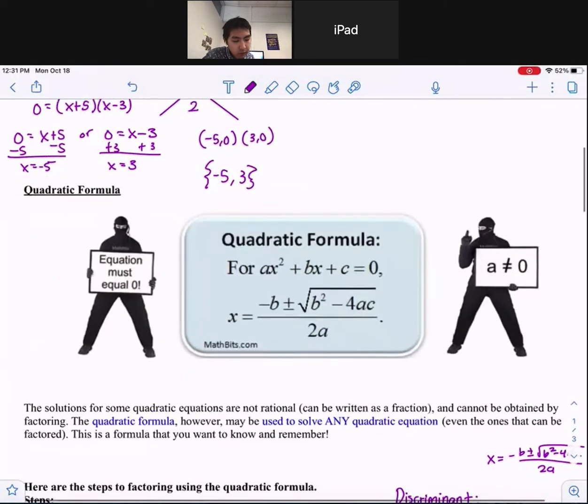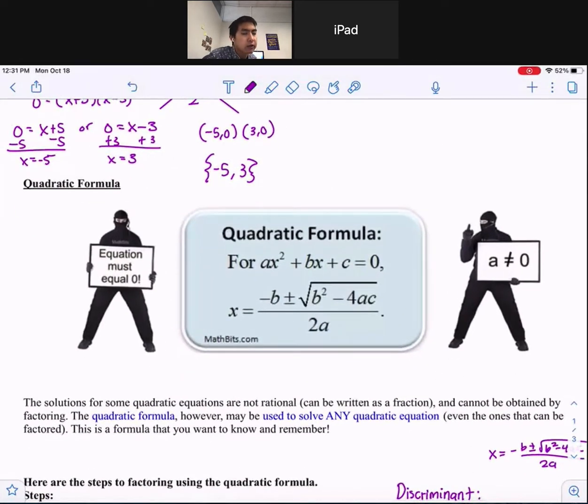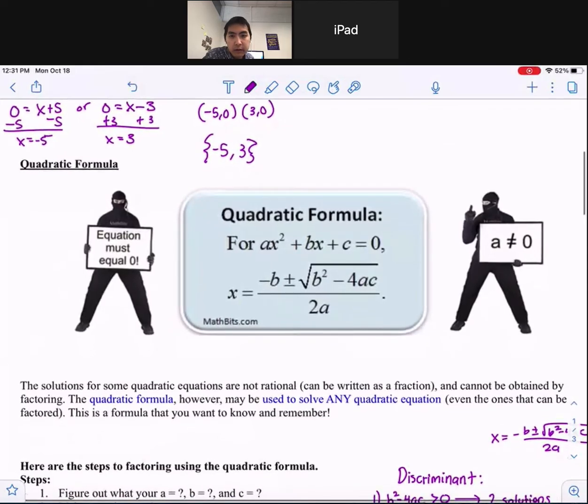So now we can't always factor, you guys, to solve for x. So as a result, we need other methods to solve for x. And this is one of them: the quadratic formula. Notice ax squared plus bx plus c, you guys, it has to equal 0. The equation must always equal 0. If it does not equal 0, you cannot use the quadratic formula. And just remember, a can't be 0.